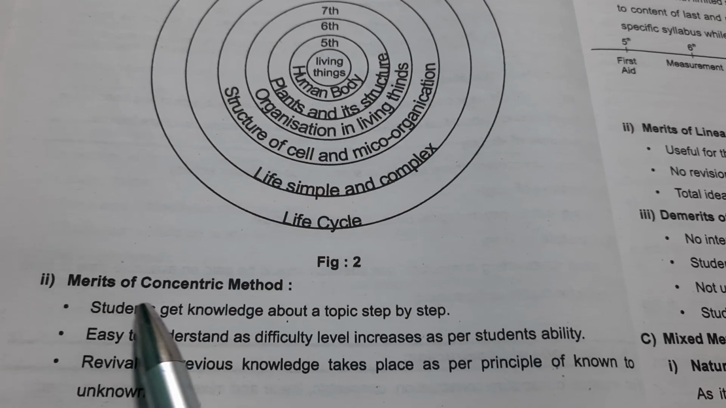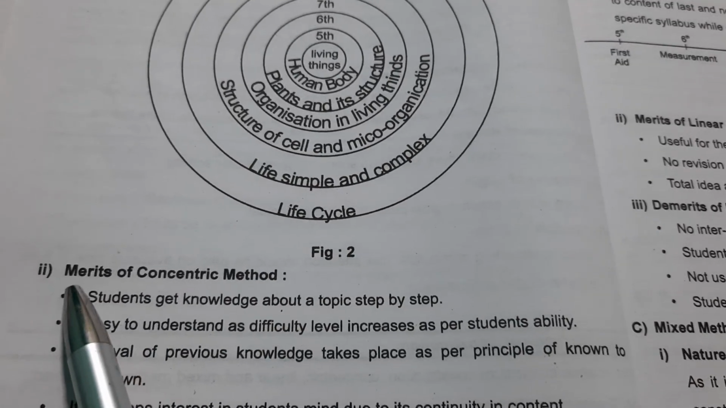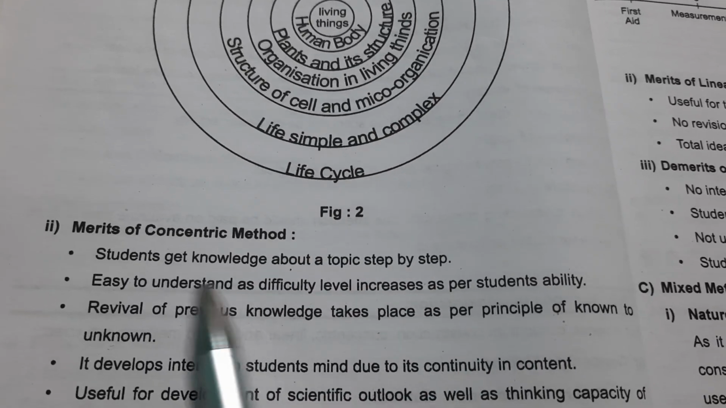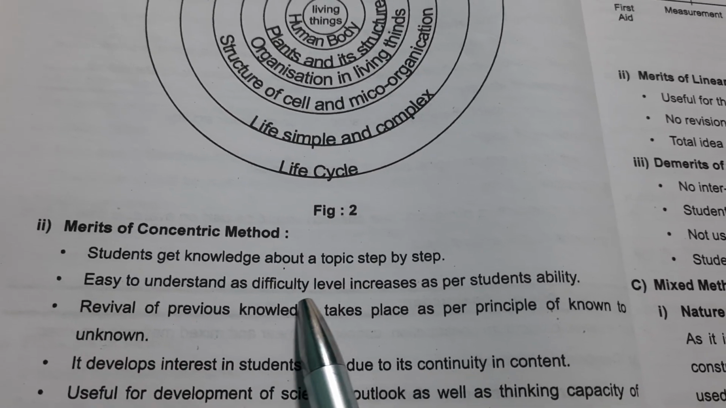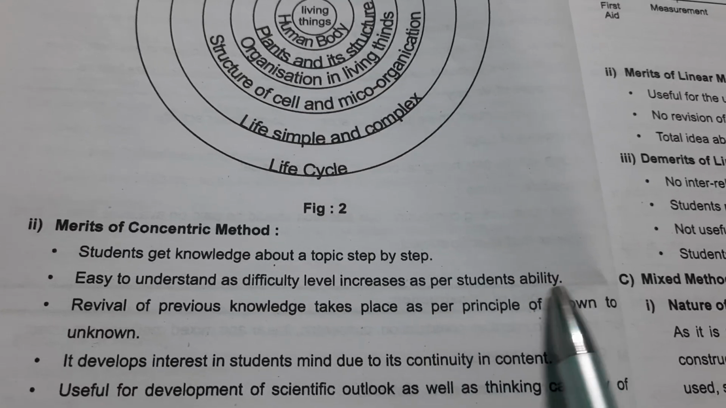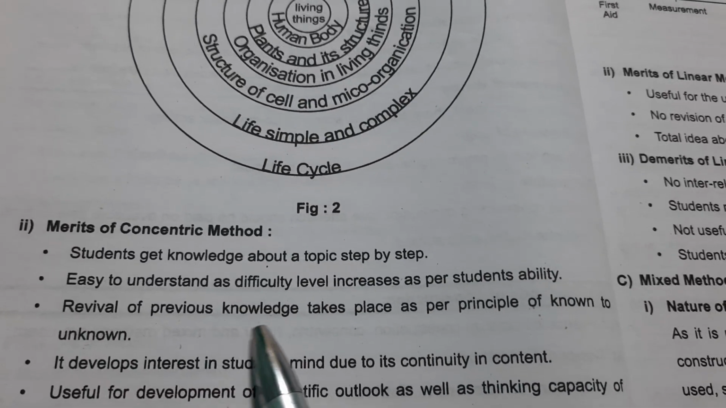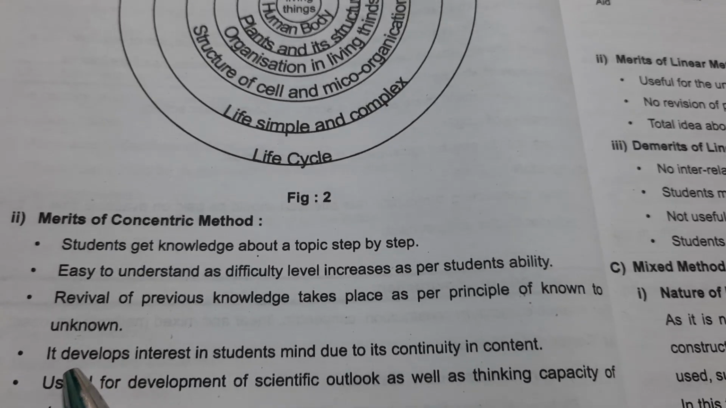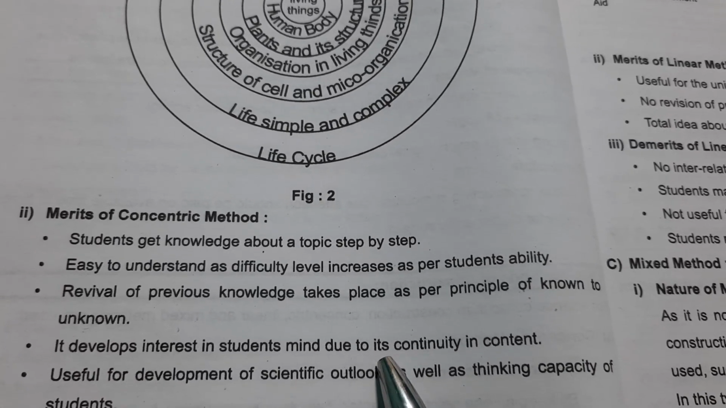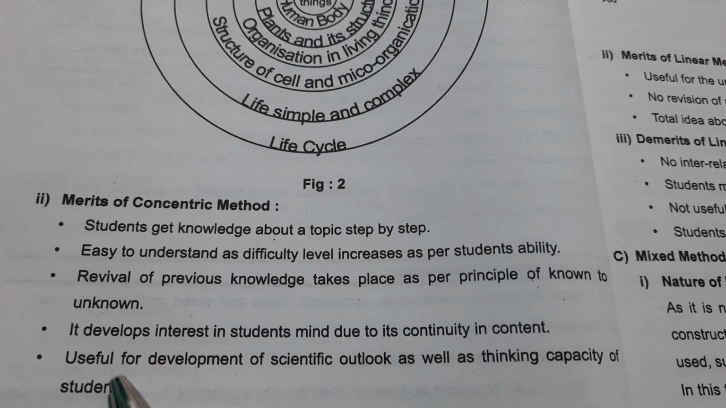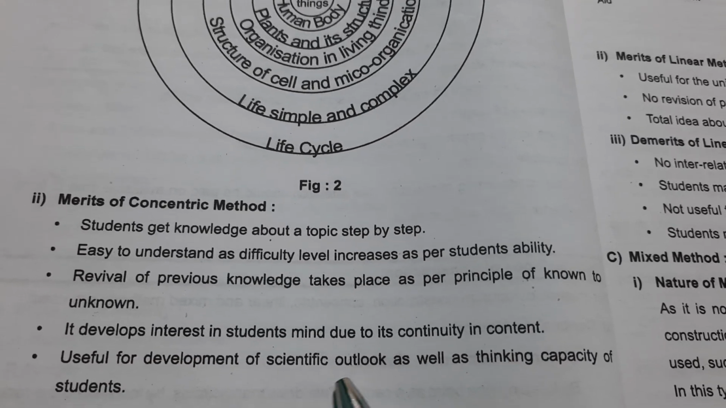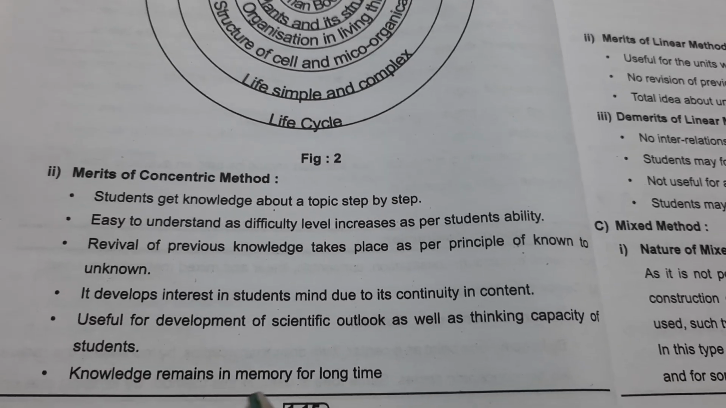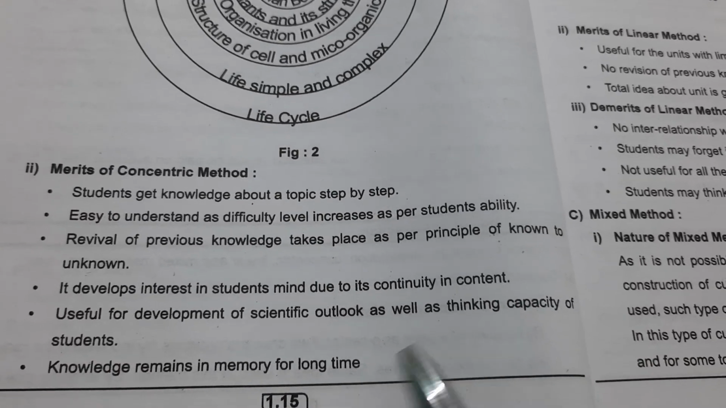Okay, so we have the merits of the concentric method. Under that, there are a few points. Students get knowledge about a topic step by step. Easy to understand, as difficulty level increases as per student ability. Revival of previous knowledge takes place as per the principle of known to unknown. It develops interest in the student's mind due to its continuity in content, useful for development of specific outlook as well as thinking capacity of students. Knowledge remains in memory for a long time.